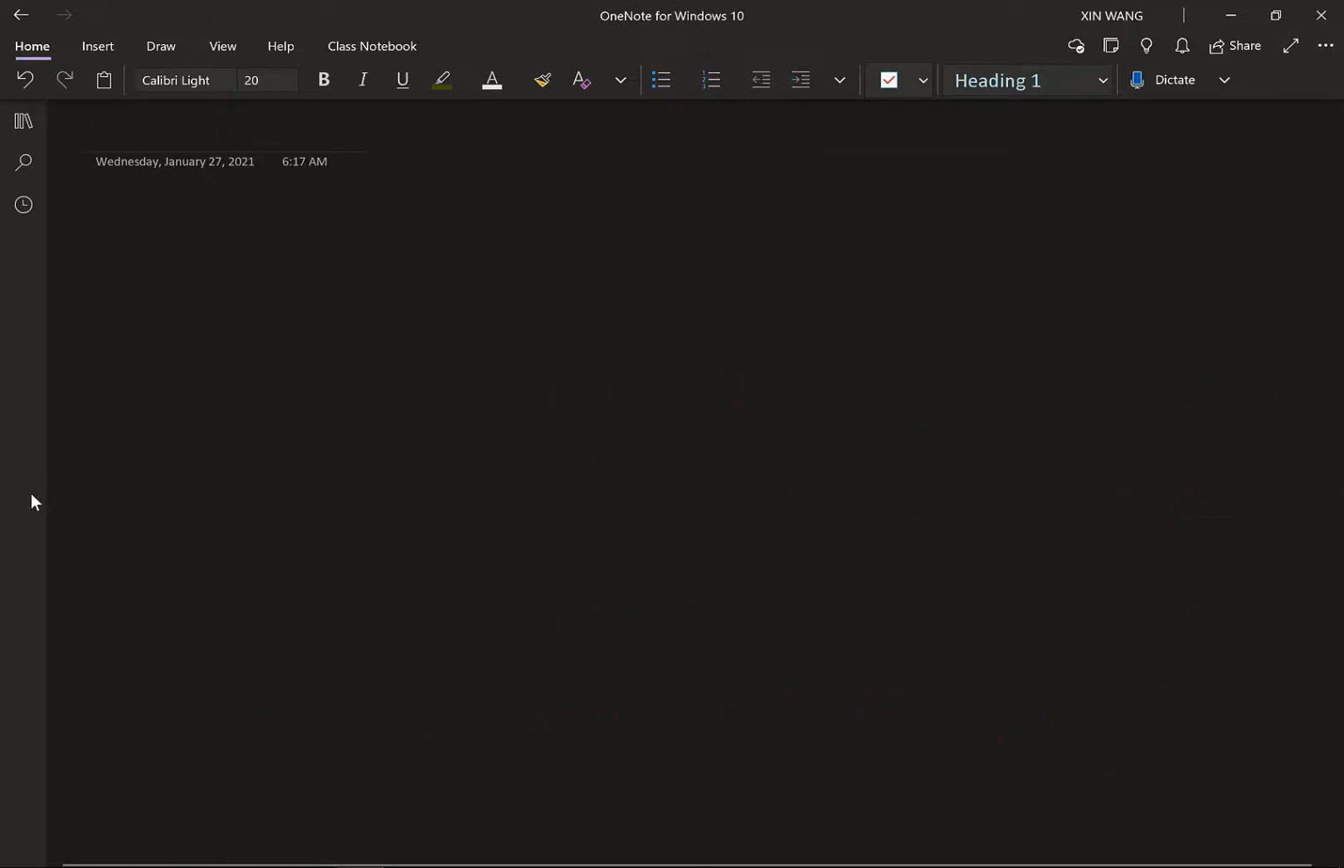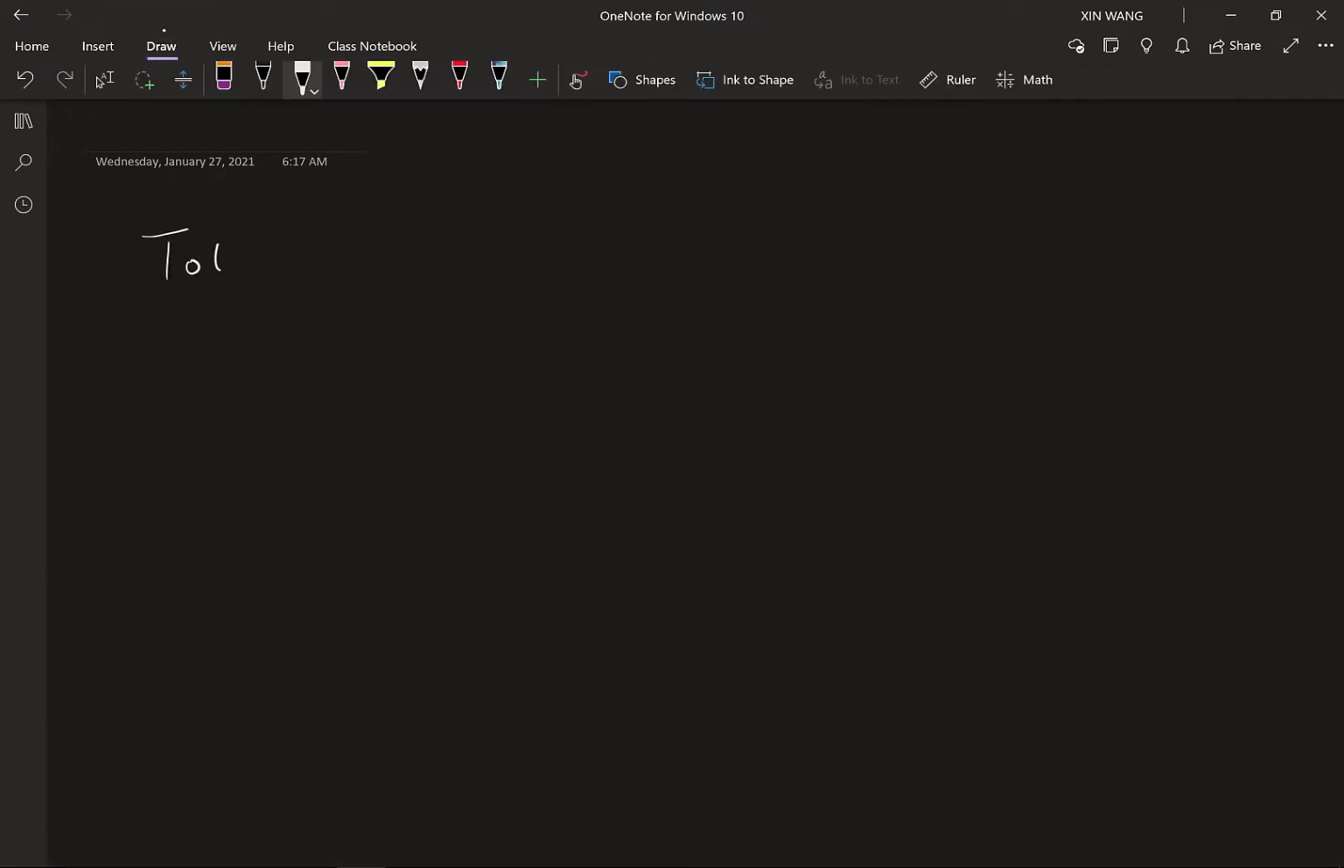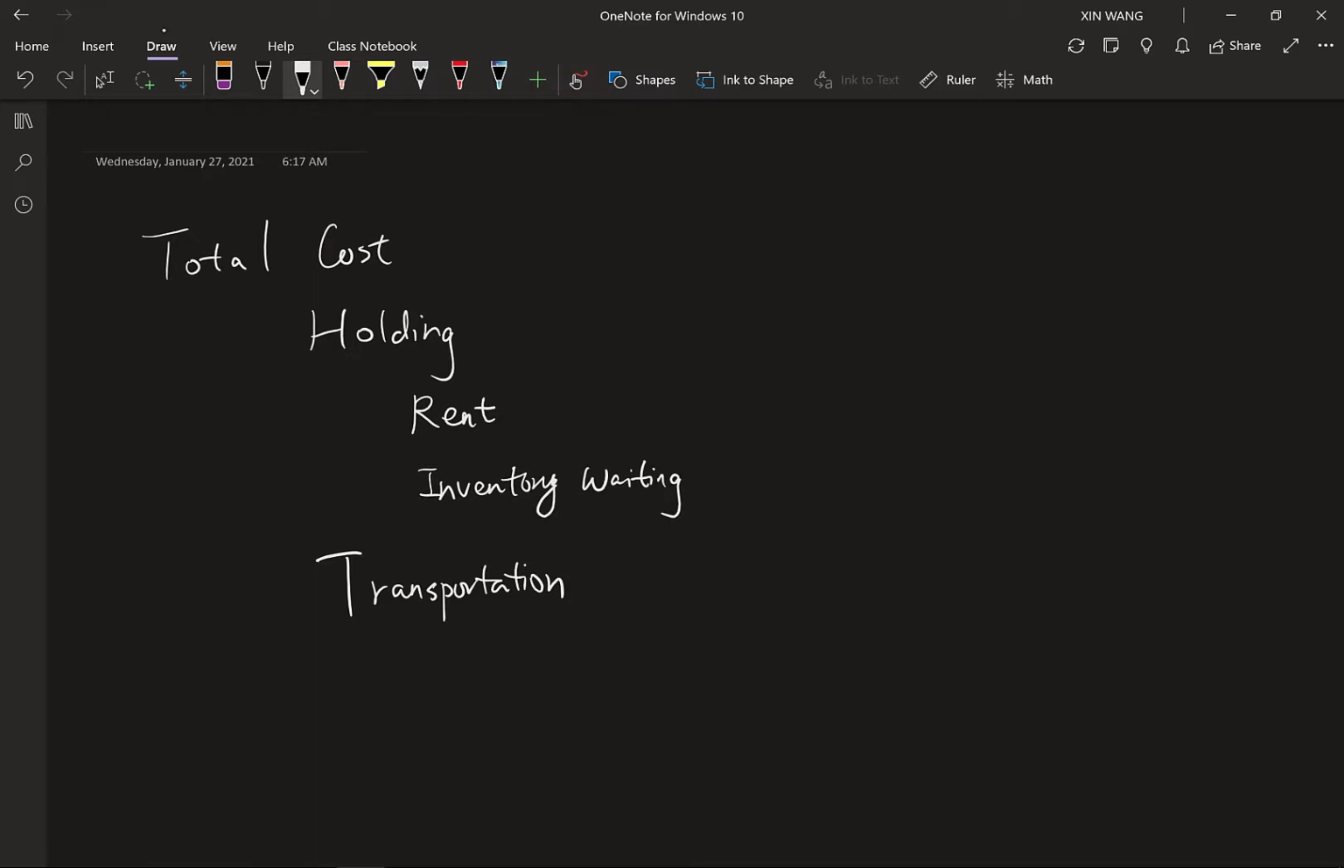So we have derived all the cost components for the total cost. So let's summarize them. The total cost per item contains the holding cost and then the transportation cost. The holding cost contains the rent cost and then the inventory waiting cost. And then the transportation cost contains the fixed cost and the variable cost.